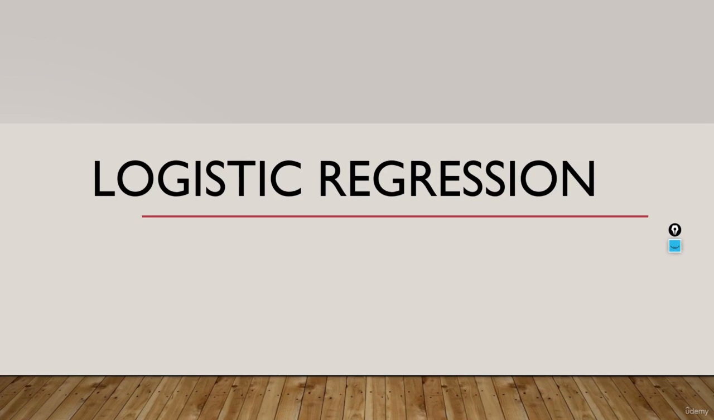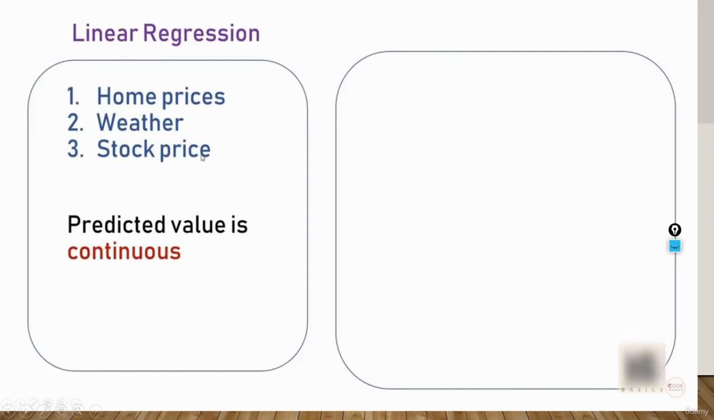In this lecture session, we are going to talk about logistic regression. So firstly, let's do a deep dive into two types of tasks. First, linear regression tasks. In linear regression tasks, the predicted value is continuous. We predicted home prices, weather, and stock prices based on some historical data sets.